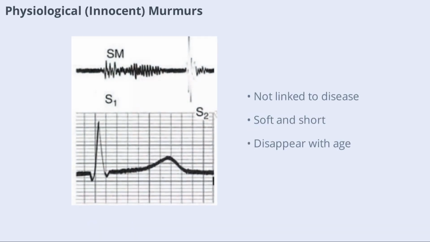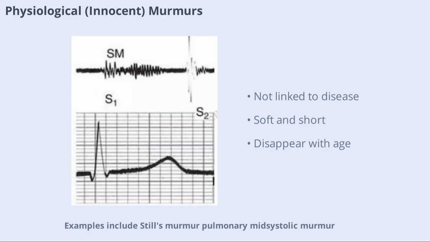Some murmurs are considered physiological or innocent, meaning they are not associated with structural heart disease. Examples include Still's murmur, pulmonary mid-systolic murmur, and supraclavicular systolic murmur. These murmurs are usually soft, short, and do not radiate widely. They often disappear with age or changes in body position.